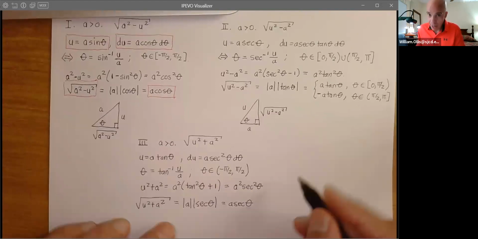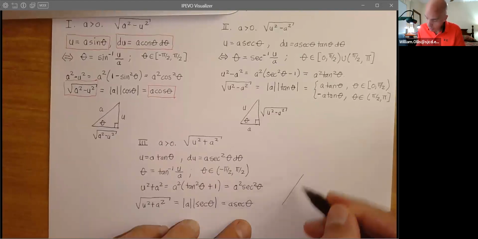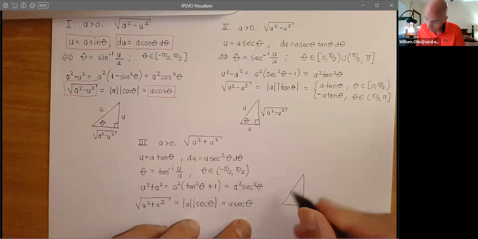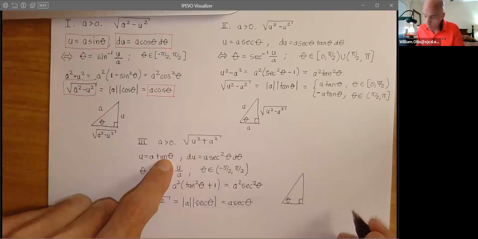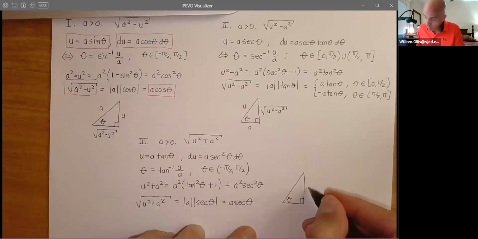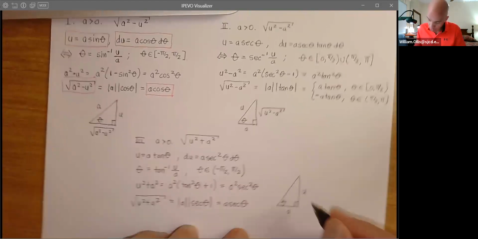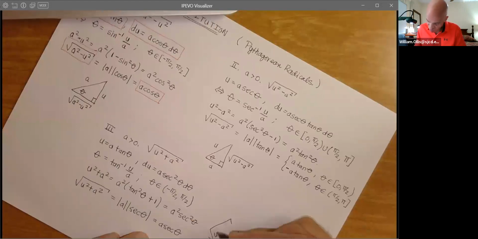And so now the triangle here is just the tangent. So we have tangent theta is u over a, so opposite over adjacent. And then, of course, we get the square root here.